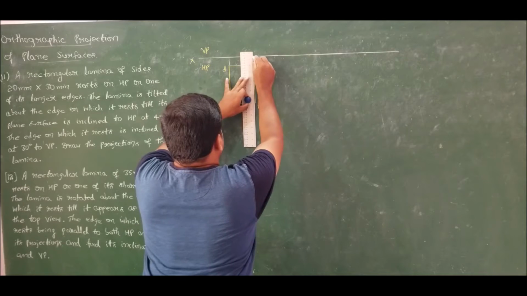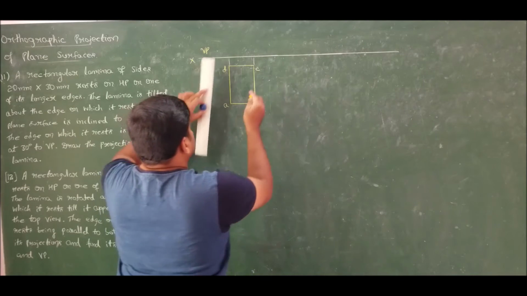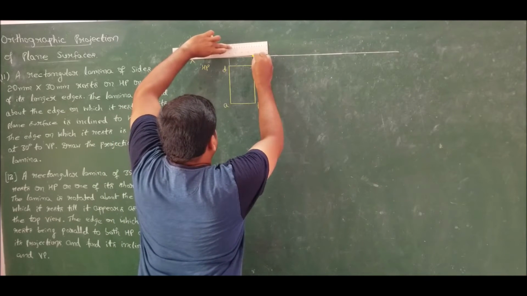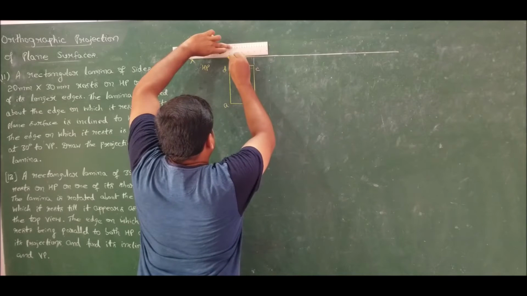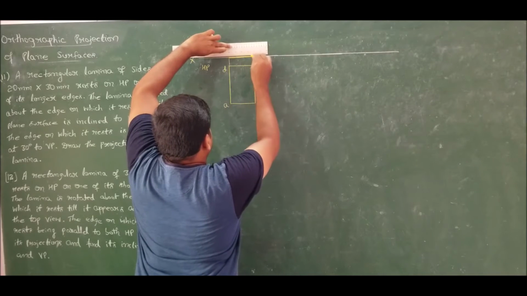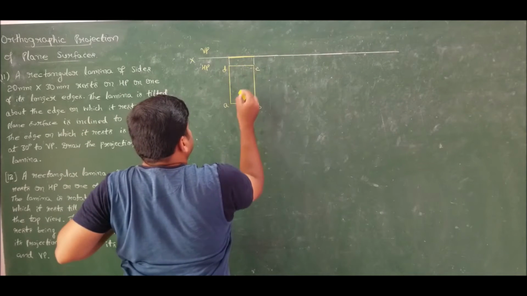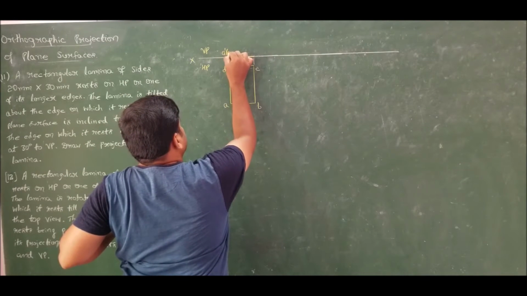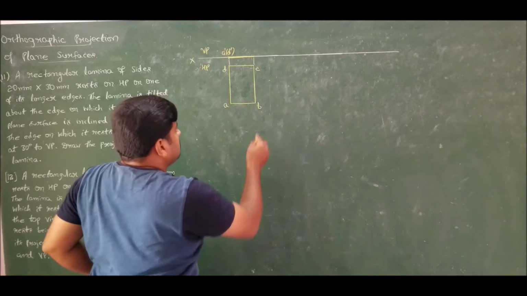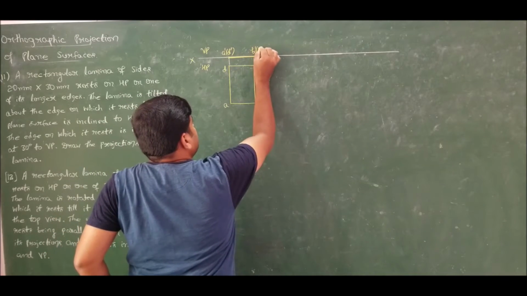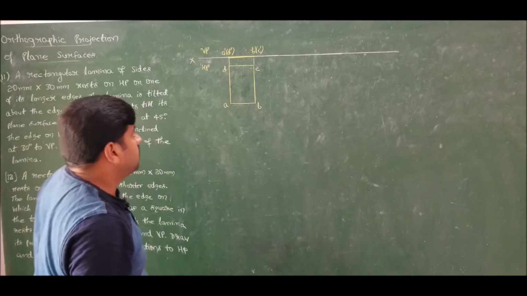So I will take the projection. If I take the projection, I will get the lamina like this. So this is the required lamina. So this is A dash, D dash is invisible. Here we have B dash, C dash is invisible.